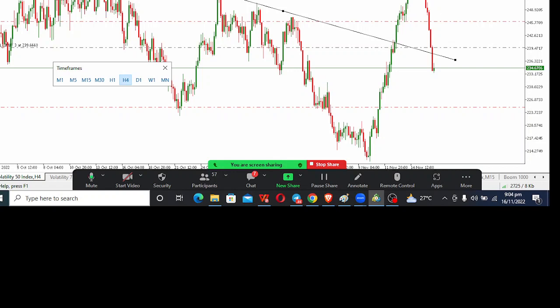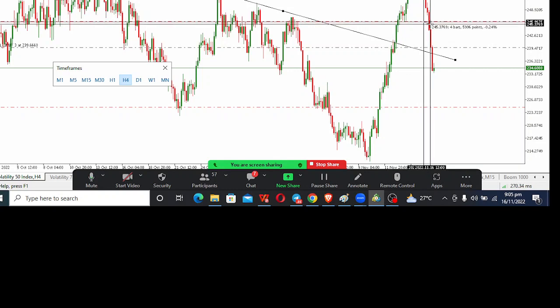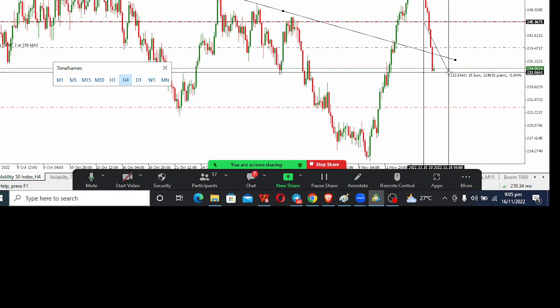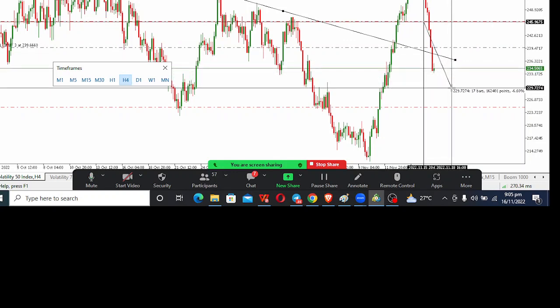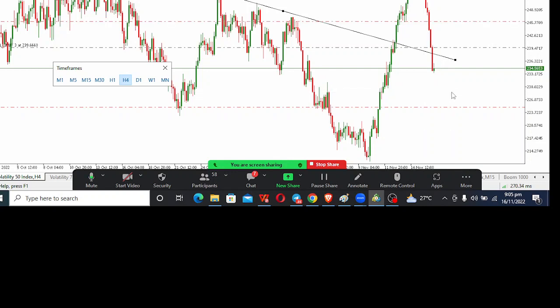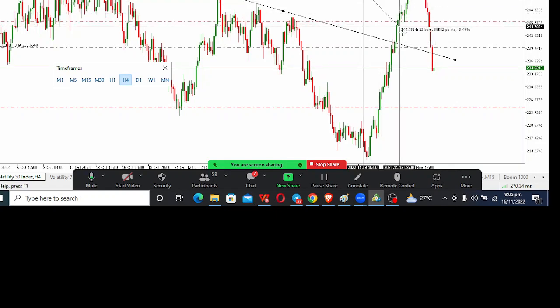But then we also have this cross here where you can stretch it and it will give you the points. And as I move it, I have the points and I'm also getting the negative figures, the percentage. So once you get to know the points, you can just use the cross to mark it before you even place your stop loss or your take profit.